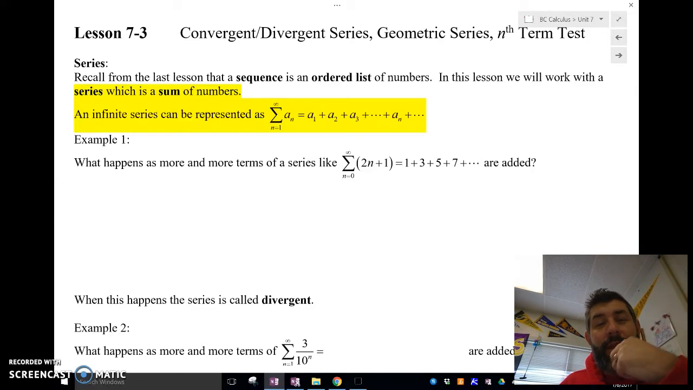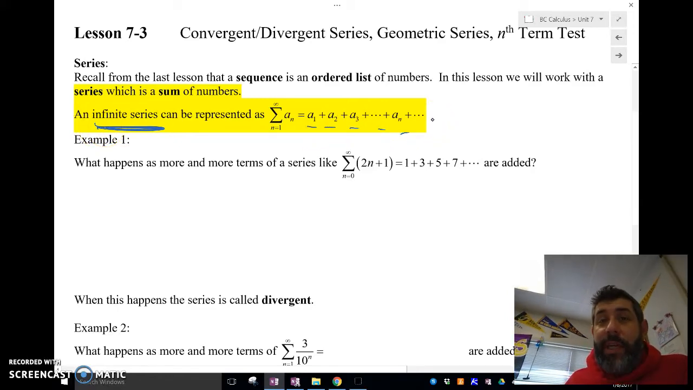So recall from the last lesson that a sequence is an ordered list of numbers. And what we're going to do is change from looking at a sequence to a series. A series is the sum of those numbers. So we're actually just going to add up a sequence. An infinite series is a series where we add up an infinite number of terms. And believe it or not, some infinite series actually sum to a number. And I'll show you an example of what happens.